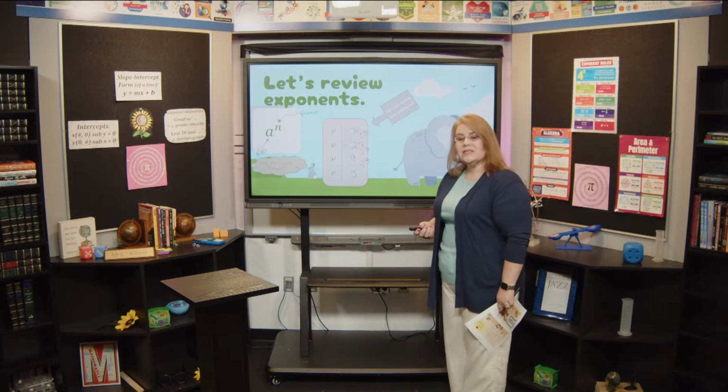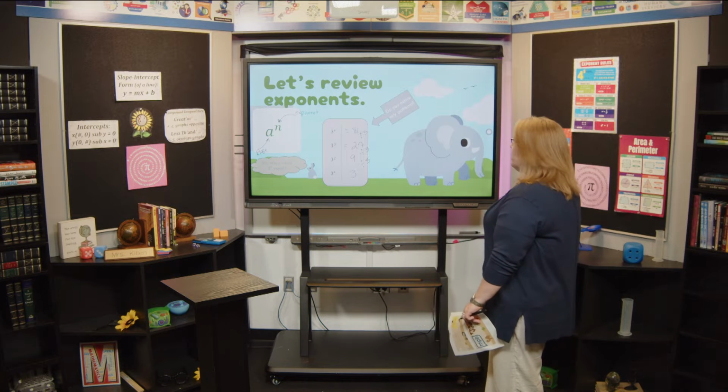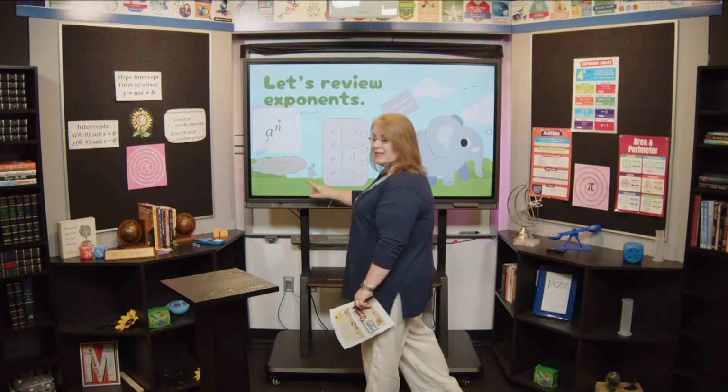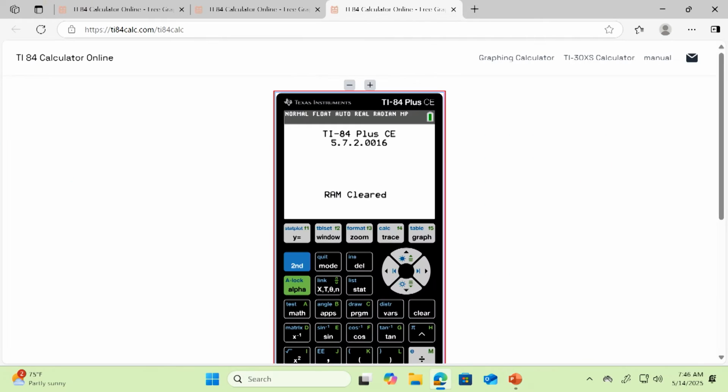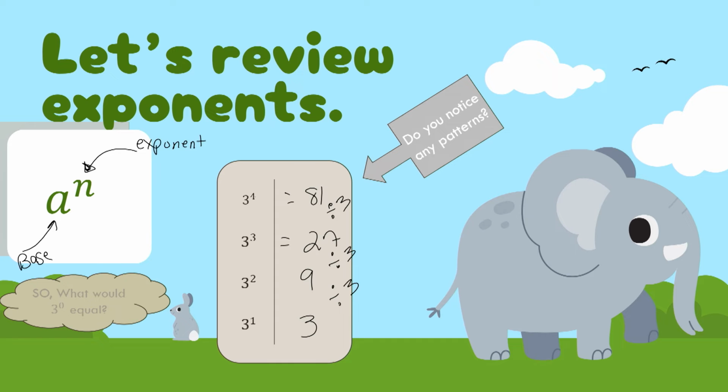So what would 3 to the 0 power be? Well, if we pull our calculator back up, let's see. So if I pull that calculator back up and I say 3 to the 0 power, I get a number 1. So 3 to the 0 is going to be 1. We're going to look at that a little bit more as our unit progresses.